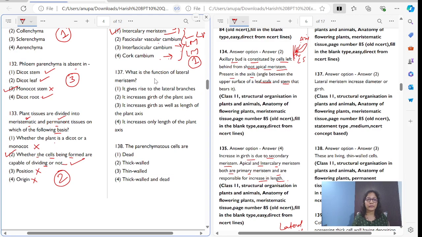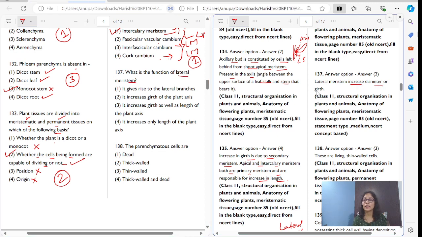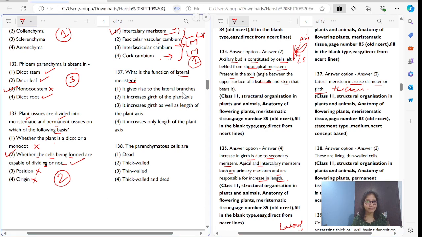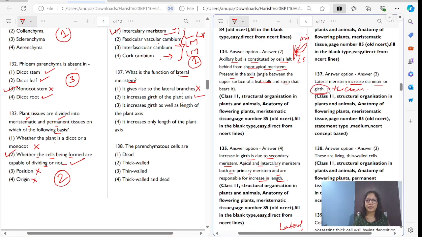This question states, what is the function of lateral meristem? I have told you before also the function of lateral meristem. The function of lateral meristem is to increase the diameter, or the girth or thickness, of the plant. So let's read the options now. Option 1 is it gives rise to the lateral branches. This is not correct. It does not give rise to lateral branches. Second option is it increases girth of the plant axis. Yes, this is right.